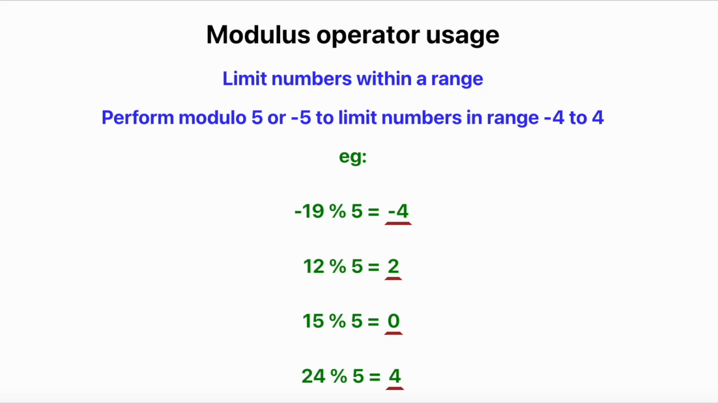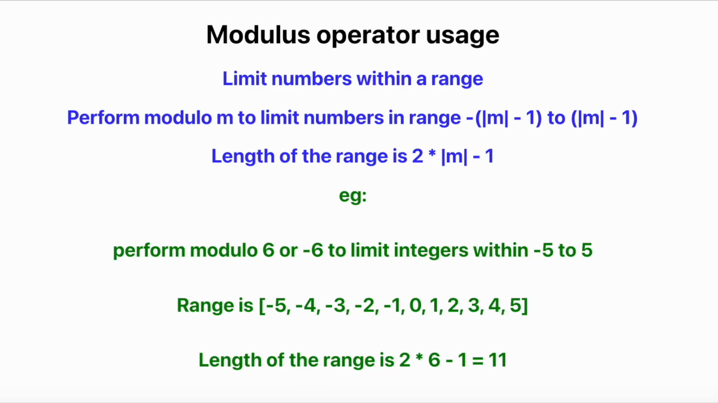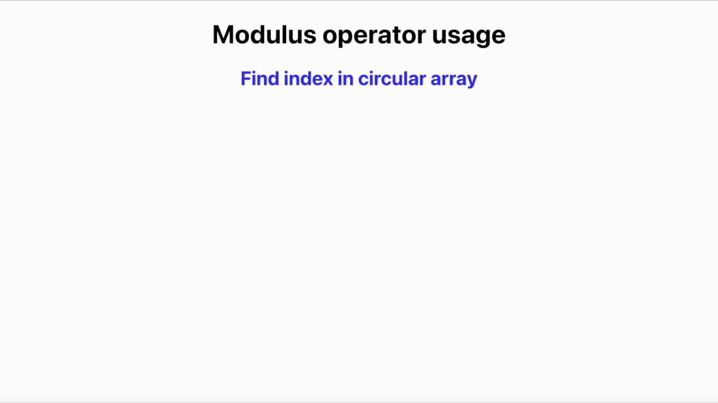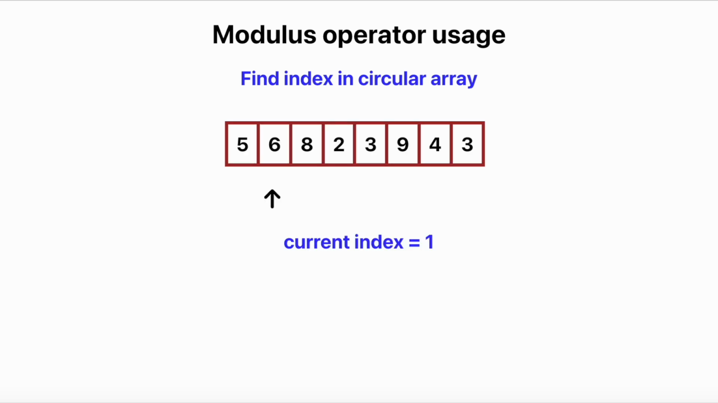So, the modulo operation can be used in scenarios where we want to have numbers only in a certain range. For example, when we want numbers in the range minus 4 to 4, we can perform the modulo operation with the number 5 or minus 5. Let's look at these examples. Results are always in the range minus 4 to 4. One observation here is when we perform the modulo operation with a number m, the range is minus of the absolute value of m minus 1 to the absolute value of m minus 1, and its length is 2 into the absolute value of m minus 1.